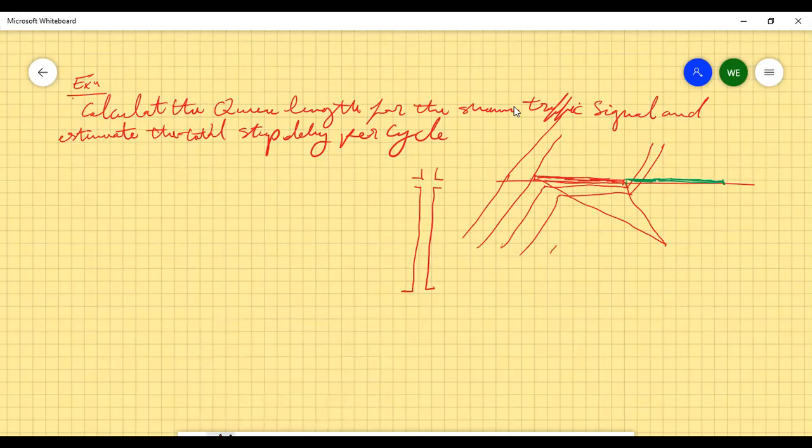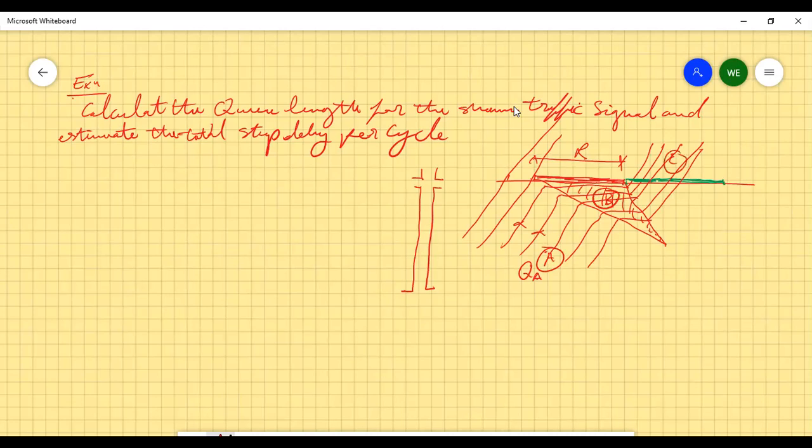So where do we have a stop delay? This area is the stop delay. If the red time was R, and the flow here, that's QA, that's state A, and this state is B and this state is C.